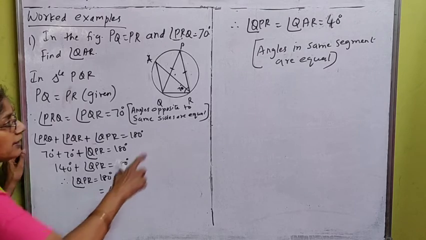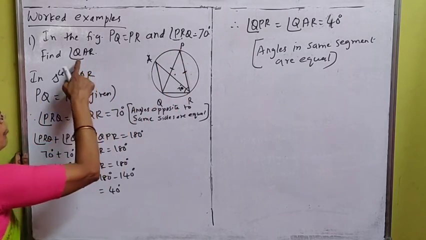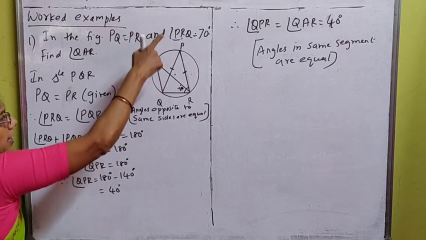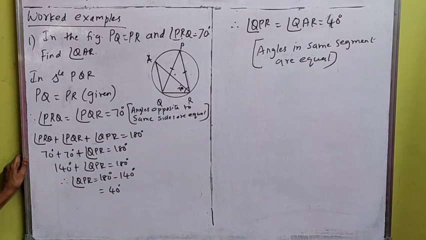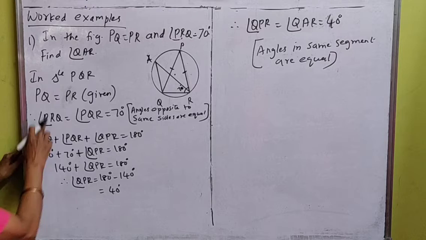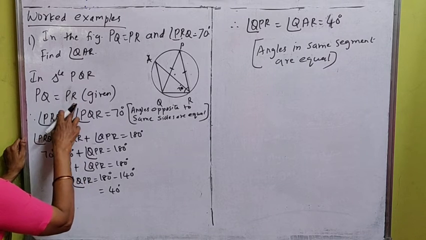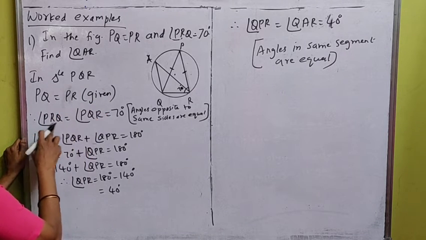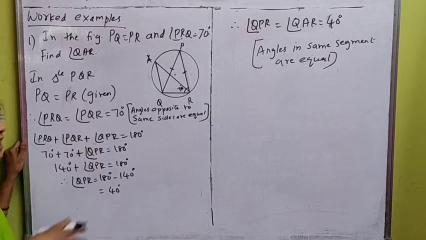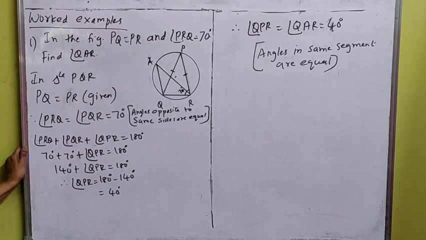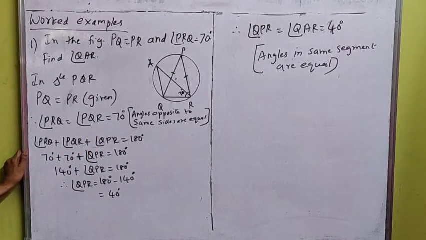Once again, let us see. PRQ is given, how much is it? 70 degree. PQ is equal to PR, means it is an isosceles triangle. In an isosceles triangle, what happens? If opposite sides are equal, then the opposite angles are also equal. So, in triangle PQR, PQ is equal to PR, given, therefore angle PRQ is equal to angle PQR, as angles opposite to the equal sides are equal.